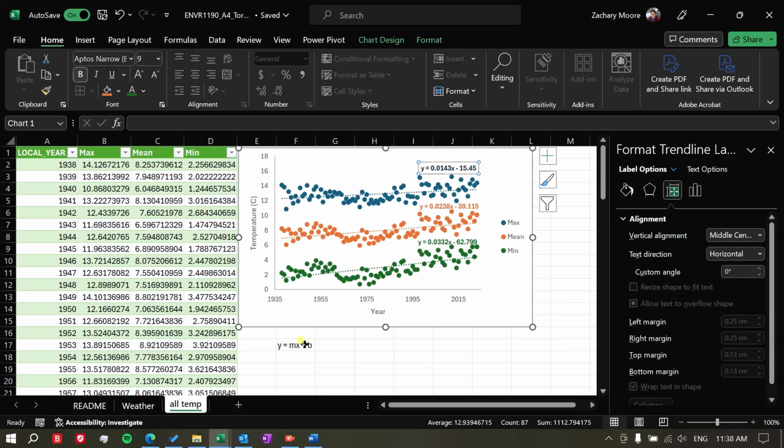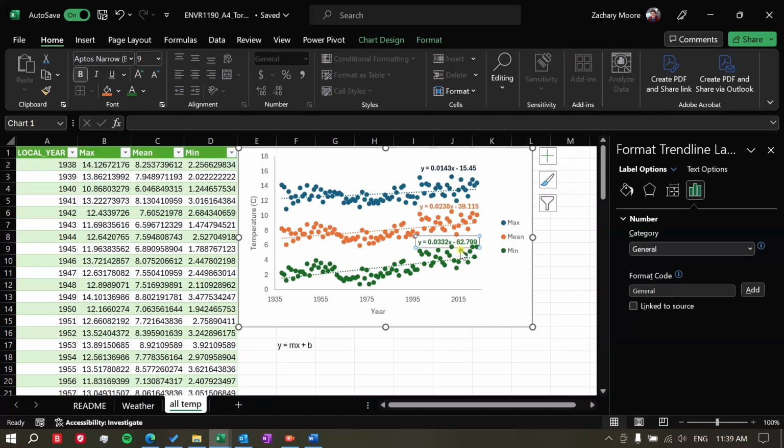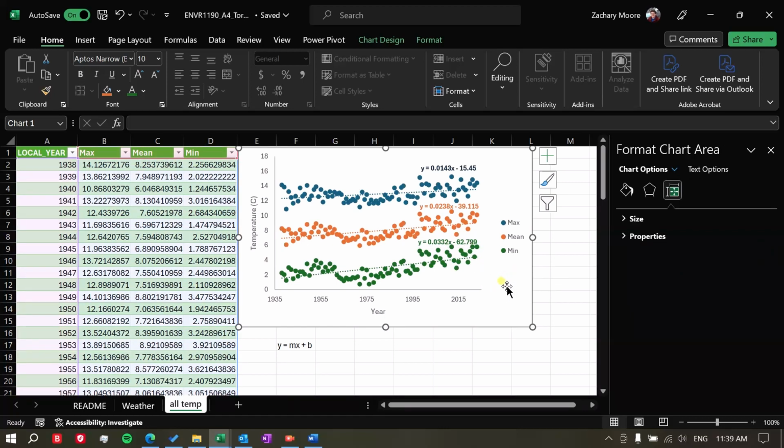The other piece of information that we can see here is the y-intercept, and that's our b. What the y-intercept is telling us is the value of temperature at year 0, because this is just treating year like it's a number. It draws this line all the way back to year 0 and asks, what would temperature be at year 0? Let's look at min, which is the example we did in class. This model is telling us that at year 0, about 2,000 years ago, the average daily minimum temperature would be minus 62.8 degrees Celsius.